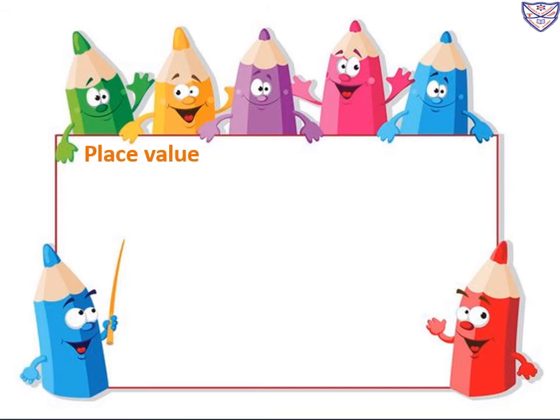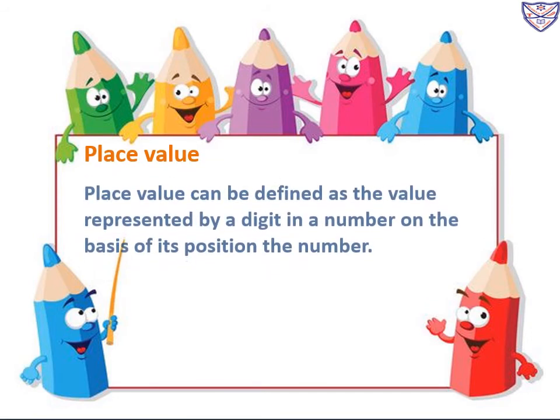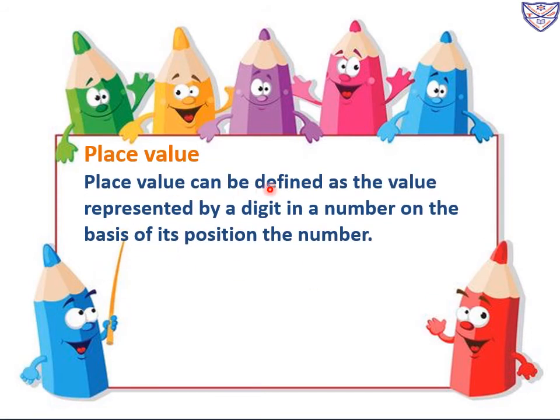Now the next topic is place value. So what is place value? Place value can be defined as the value represented by a digit in a number on the basis of its position in the number. According to its position, we are able to write the place value of the digits.